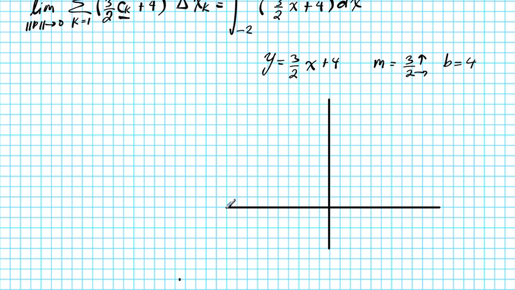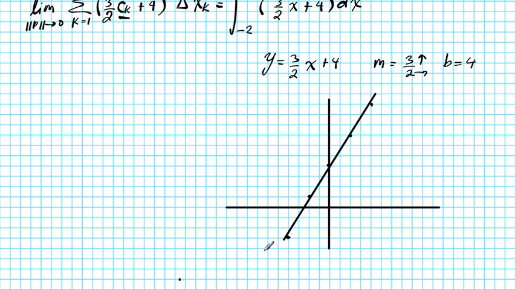Alright, so we're going to draw the curve starting from 4, 1, 2, 3, 4. I'm going to rise 3, 1, 2, 3, and run 2. Back down 3, back 2. So, let's do another 2. Let's draw the line, the curve that we're going to be looking for the area under. So, this line right here, that's what we're looking for the area under.